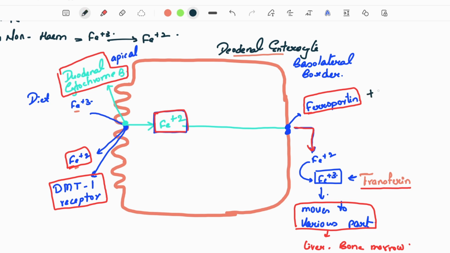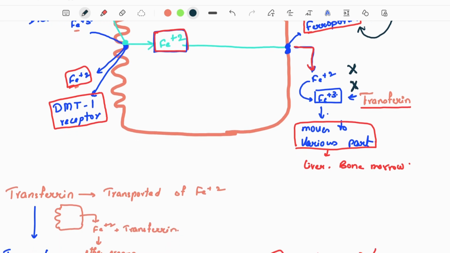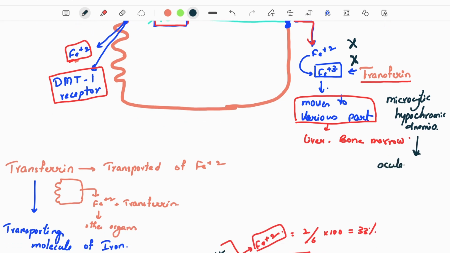Here hepcidin binds with the ferroportin. Then this hepcidin degrades the ferroportin, because of which iron is not released outside. So there will be a decrease in the serum iron levels, which leads to microcytic hypochromic anemia. And this is an acute phase reactant, so it happens during inflammation.